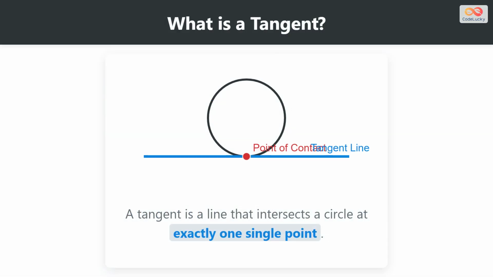So, what exactly is a tangent? Imagine a straight line moving towards a circle. A tangent is a specific line that touches the circle at exactly one single point. It does not cut through the circle, it just grazes the edge. This unique interaction is what defines a tangent.